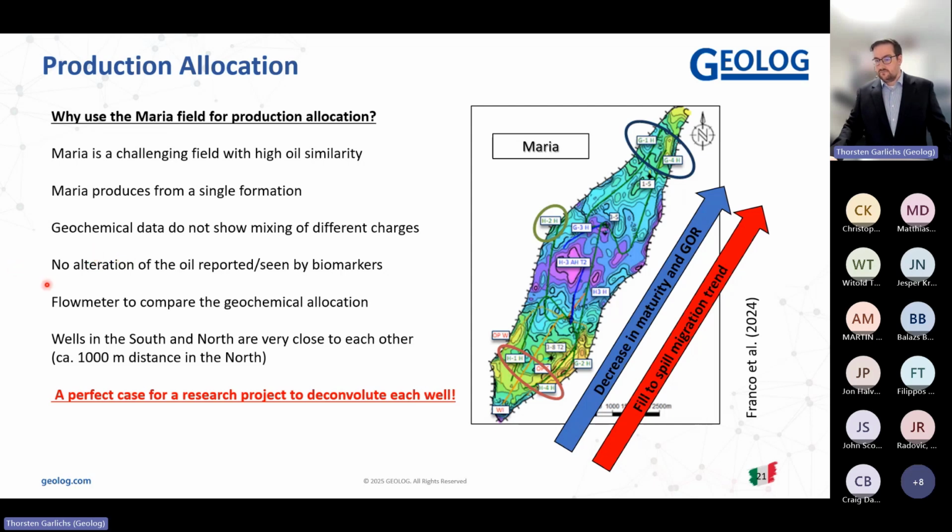We have potential comparison with flow meters, so we can track record the geochemical allocation. And especially the wells in the south and north, they are very close to each other. So this is a very high interest to deconvolute the samples and also test the method of geochemical production allocation. So the perfect case for a research project.